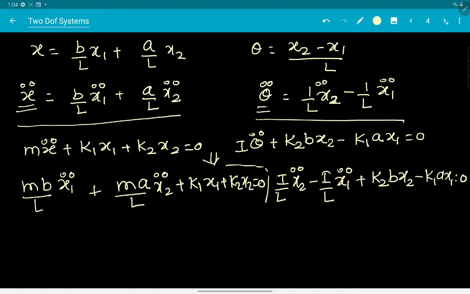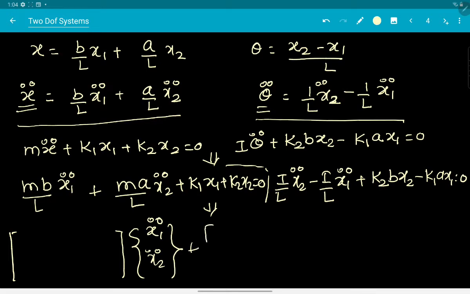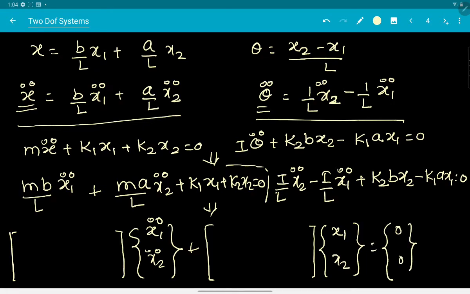Now I can arrange these two equations in matrix form in this particular fashion, where I'll be writing down this vector as x1 double dot and, sorry, it's not theta, now there is no theta over here, it's x2 double dot, plus something into x1, x2, and that whole system is equal to 0, 0. Now let's try to populate these two matrices.